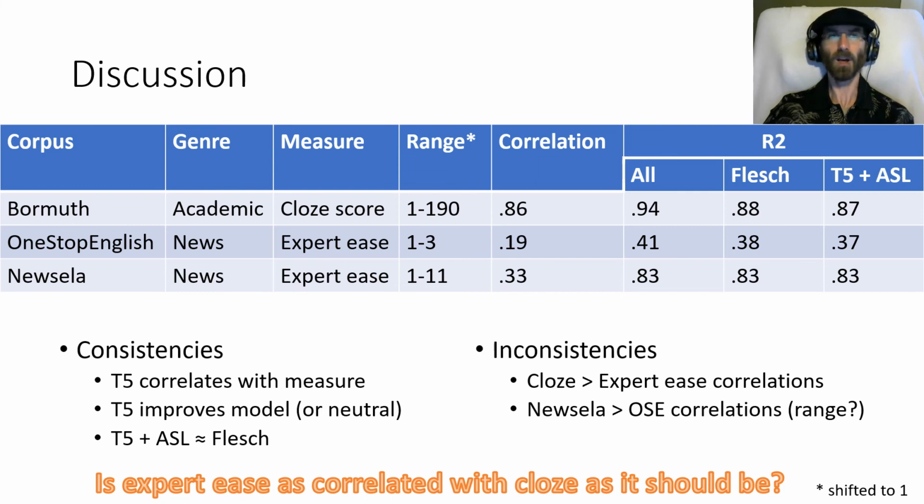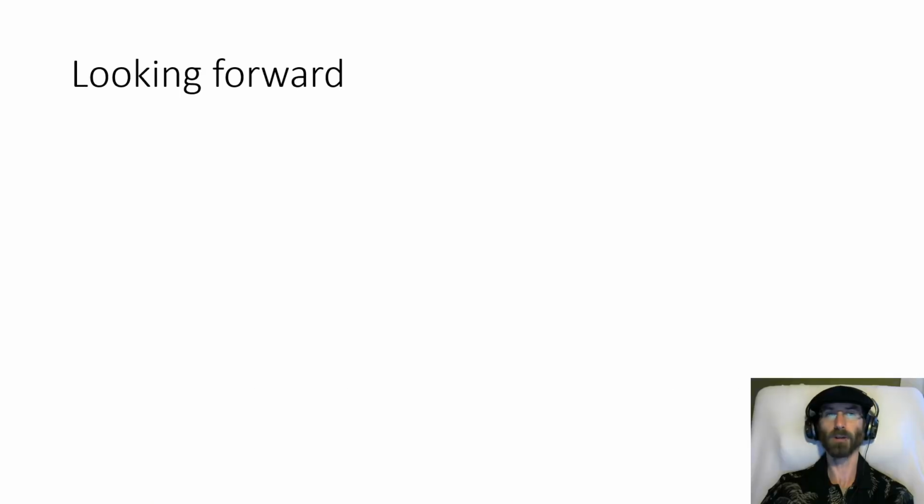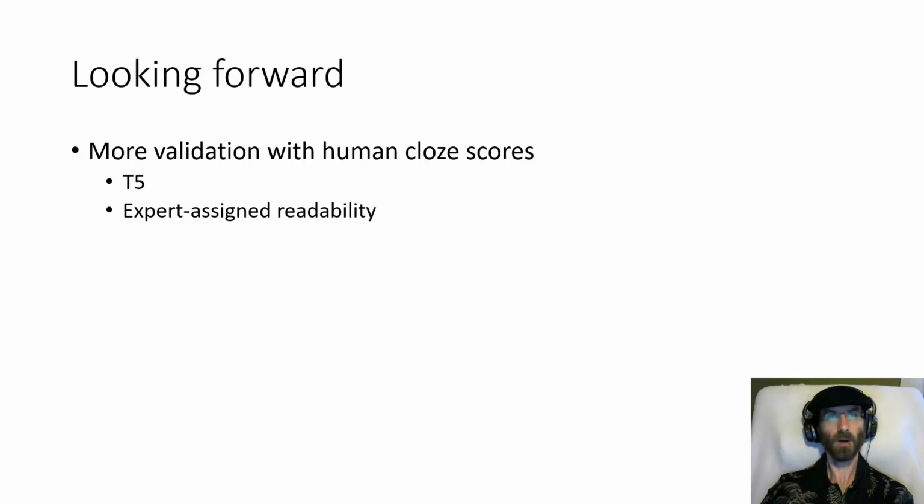So kind of wrapping it up and looking forward. Clearly more validation is needed with human Cloze scores. Just looking at T5 itself, the Bournemouth passages were very useful, great, but for each one of those texts, we were looking at a composite of readability across all the grade levels that he investigated. So it would be obviously much better to have the granularity of Cloze scores for each individual student on a text.